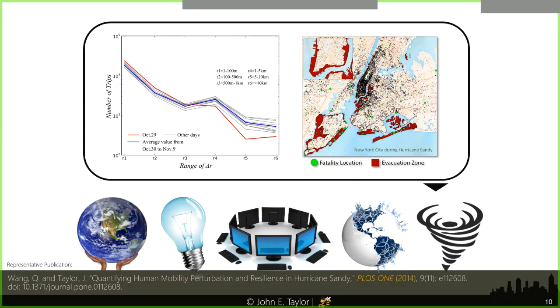And so the image you see at the right are individual locations captured through social media during Hurricane Sandy in New York City. The red areas in the map on the right are the mandatory evacuation areas. And you can see that some of those people that are posting during the hurricane are actually in those mandatory evacuation areas. The green dots are unfortunate fatality locations, and you see many of those are in those mandatory evacuation areas.